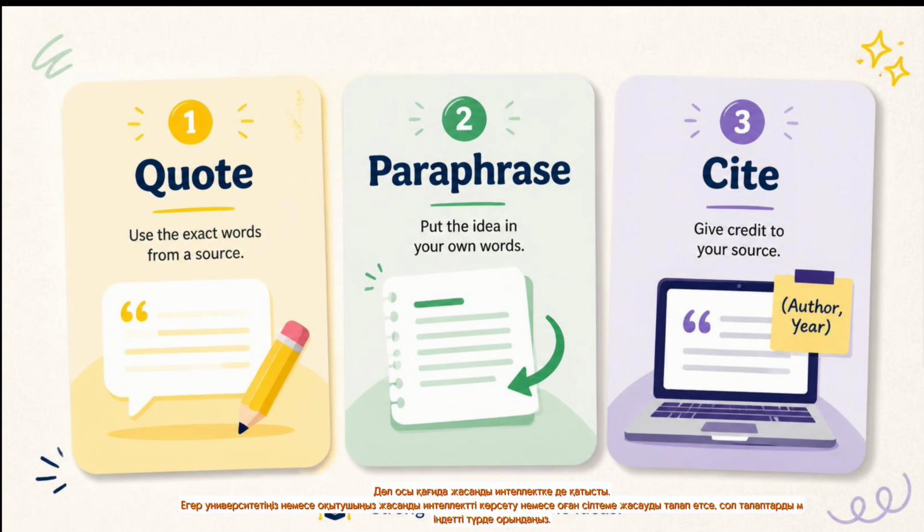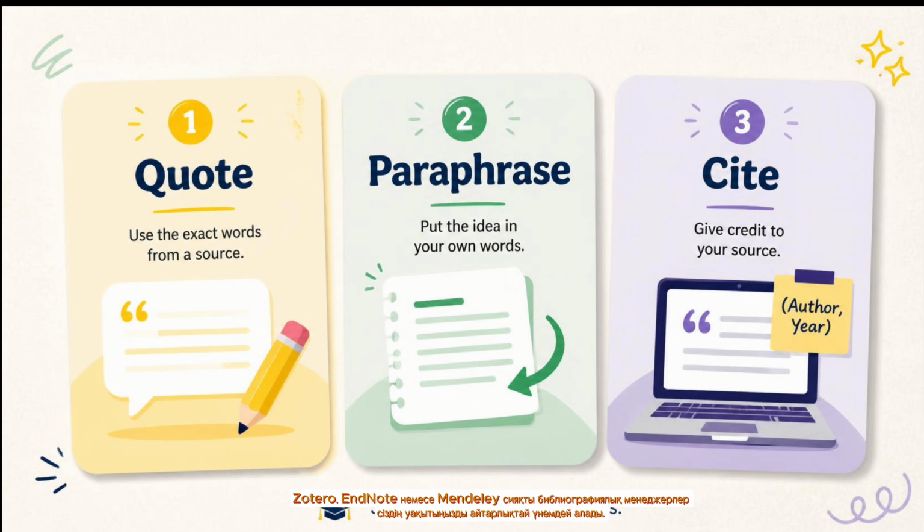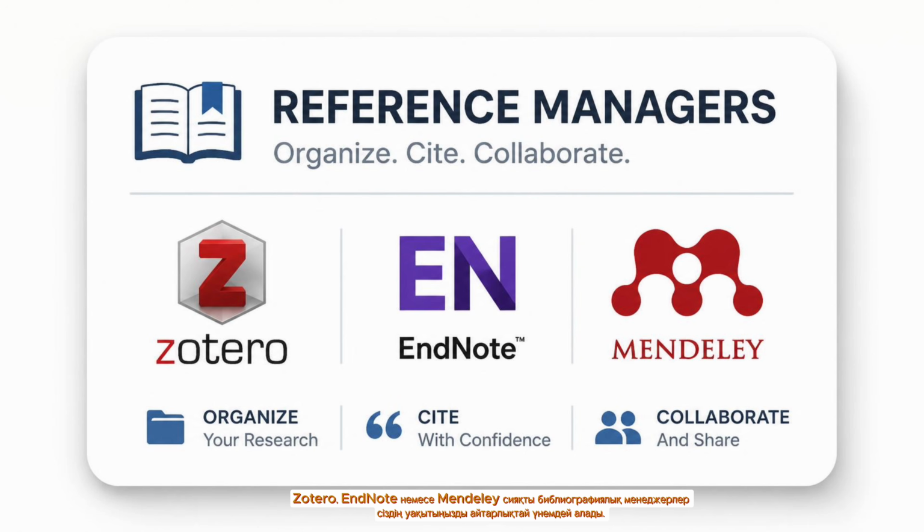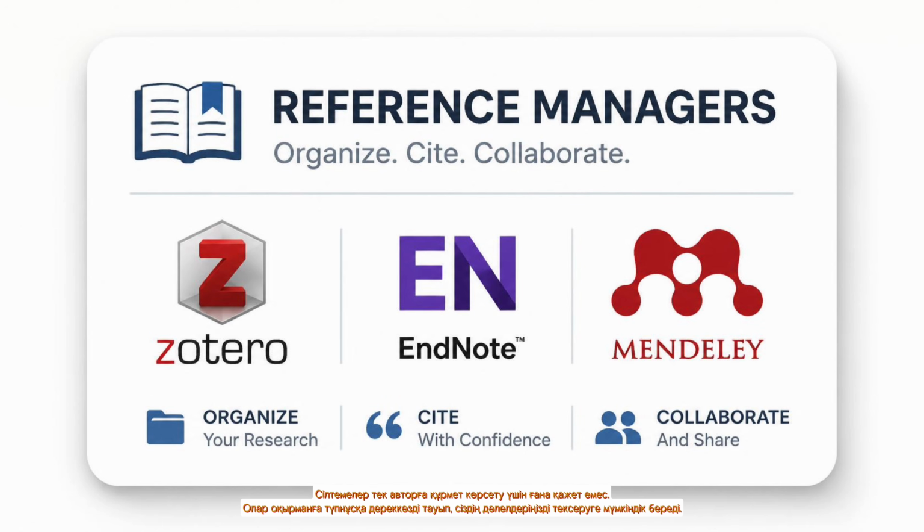A reference manager like Zotero, EndNote, or Mendeley can save you a lot of trouble. It keeps track of every source as you go, so you are not scrambling to rebuild your reference list the night before it's due. Citations do more than give credit. They help your readers find the original source and verify your evidence.